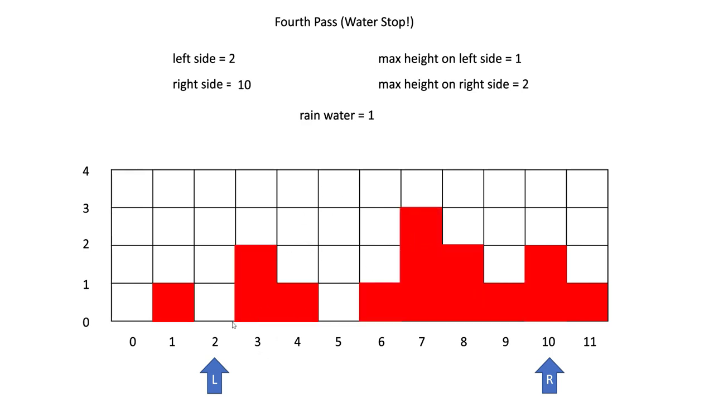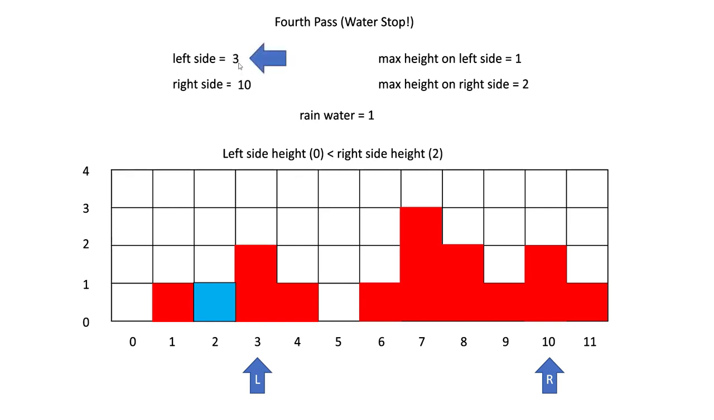So let's go through that. We know that we're on the fourth step now. Left side height is 0 and right side height is 2. And so we're going to add that water that we just talked about. Now I've got to increment the left side to 3 because 0 is less than 2. So we'll make the left side 3.